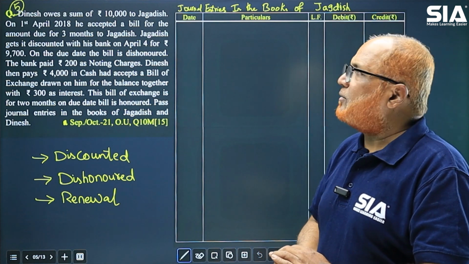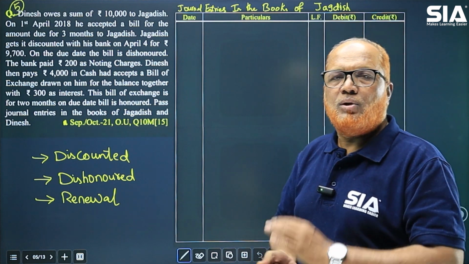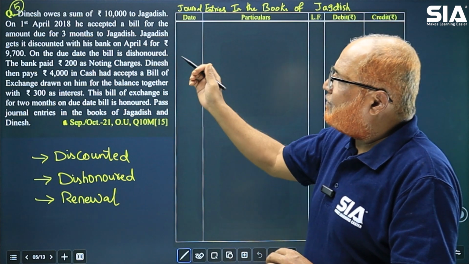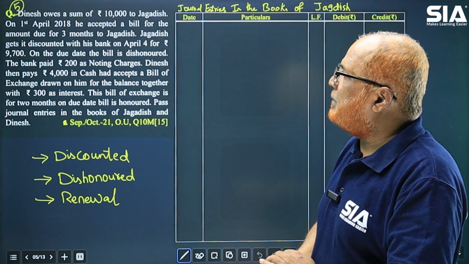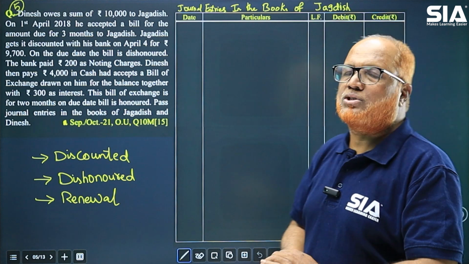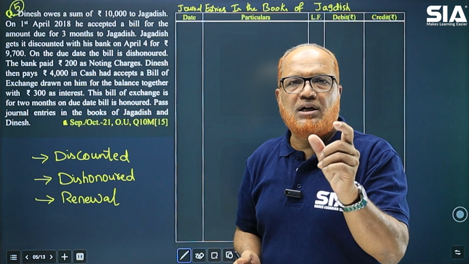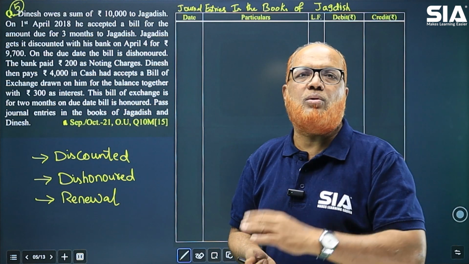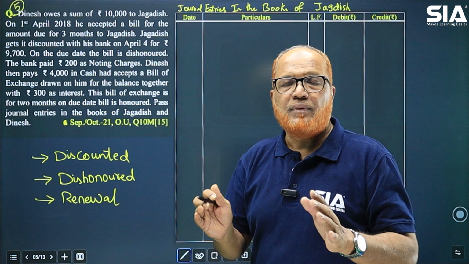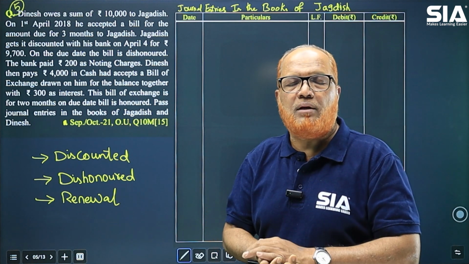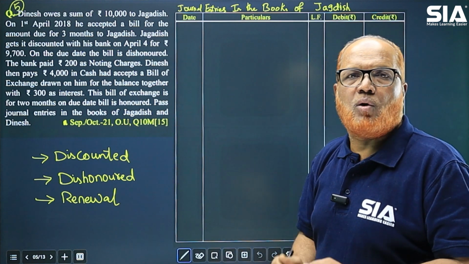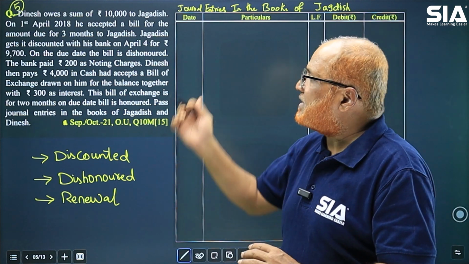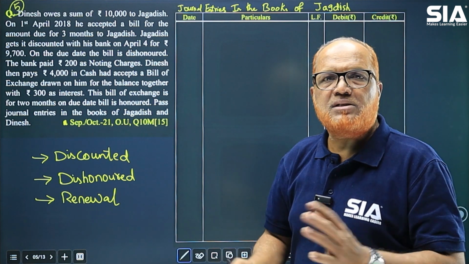Dinesh owes a sum of 10,000 to Jagdish. So Dinesh has to pay 10,000 to Jagdish. Now, on 1st April 2018, he accepted a bill for the amount due for 3 months to Jagdish. Simply, Jagdish is the drawer and Dinesh is the drawee, because Dinesh has to pay the amount. Got it? So remember, there should be clarity regarding who is the drawer, who is the drawee. Jagdish is the drawer, Dinesh is the drawee. And Dinesh has accepted the bill for 10,000 on 1st April 2018. And the duration of the bill is 3 months.